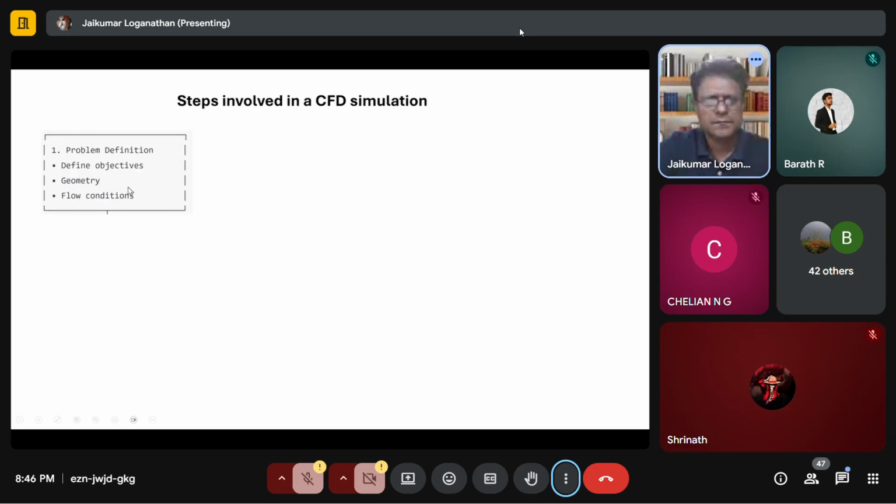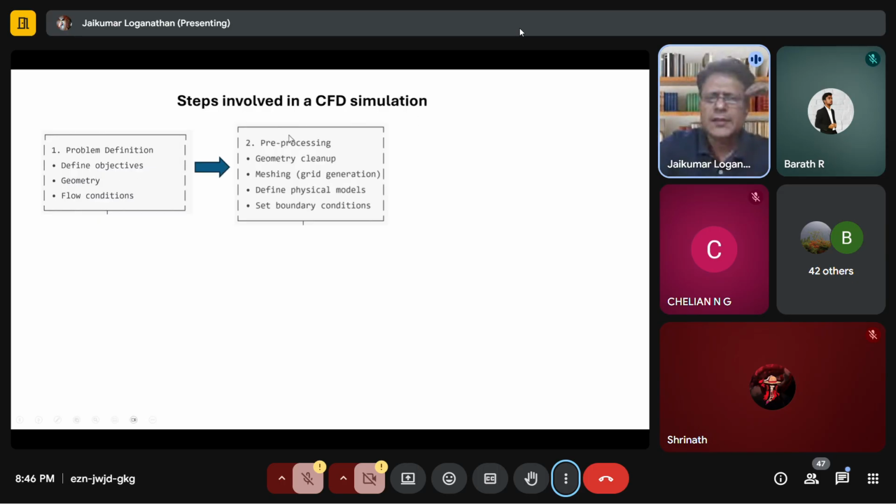CFD simulation. So the second step is the pre-processing, and on that we are going to spend some time today. Usually, if you look at the industry, they have a master CAD geometry, which is used both for mechanical structural analysis, and the same geometry is used for the CFD analysis also.